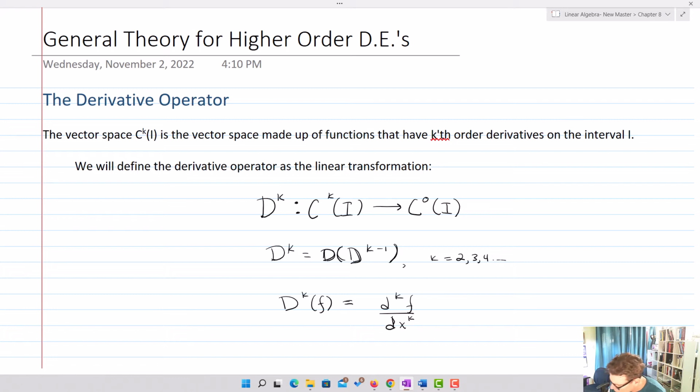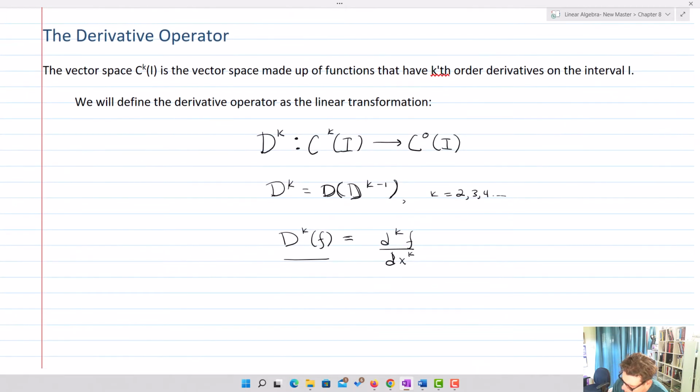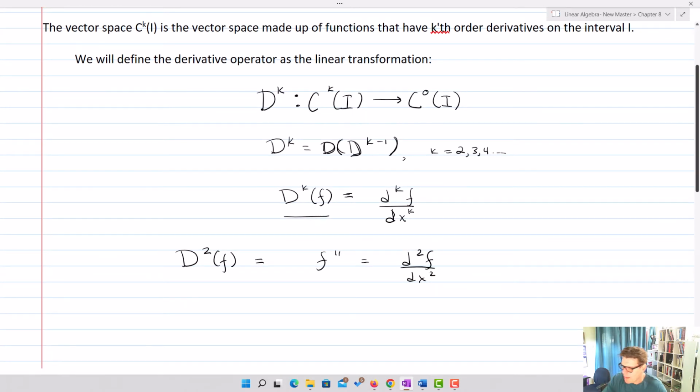Essentially, we're going to write that D^k of f, so like D^2 of f, is going to be the kth derivative of f(x). Just to define that notation, D^2 of f is just going to equal f double prime, which equals d squared f over dx squared, okay? And you're going to see that this is going to come in handy, especially when we're talking about differential equations, because they can get involved, right?